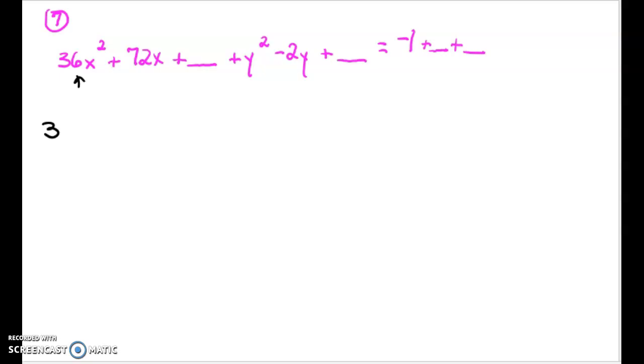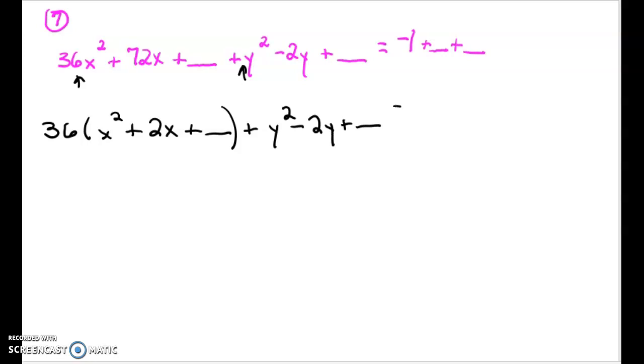to factor out 36. So we have 36 times the quantity x squared plus 2x plus a blank, close parentheses. This is a 1y squared, so we don't have to factor out a GCF. Y squared minus 2y plus a blank equals -1 plus 2 blanks. To fill the blanks, we take half of the b term, half of b, and square it. So half of 2 is 1, 1 squared is 1.